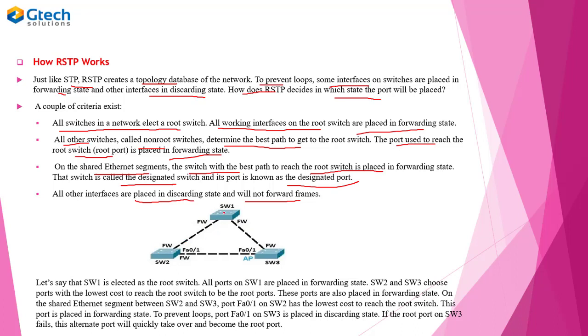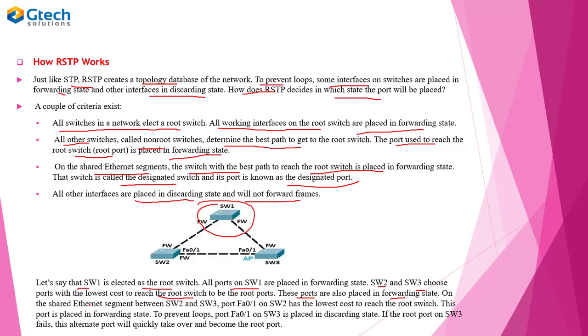So let's discuss the diagram above. It comprises three switches and redundant links. Let's say switch 1 is selected as the root switch. Switch 1 is our root switch. All ports in switch 1 are placed in the forwarding state, right? So S2 and S3 choose the ports with the lowest cost to reach the root switch. We discussed this in our spanning tree protocol class. The same concept. Then these root ports are placed in the forwarding state.